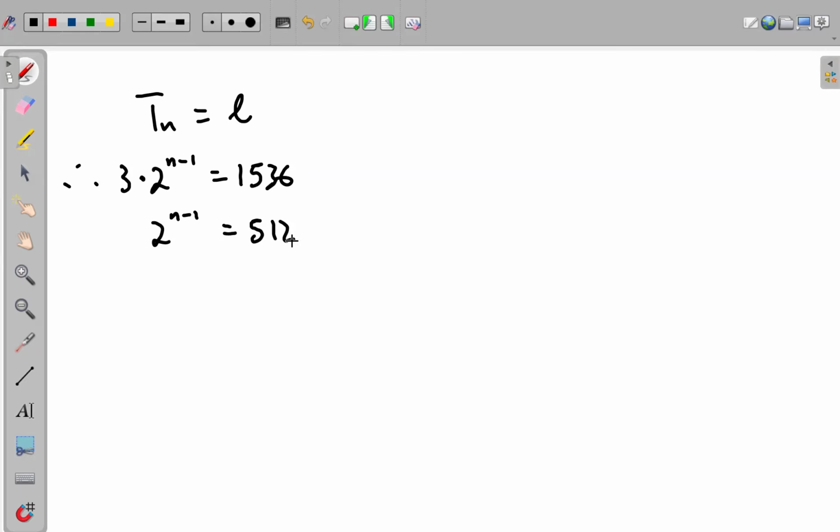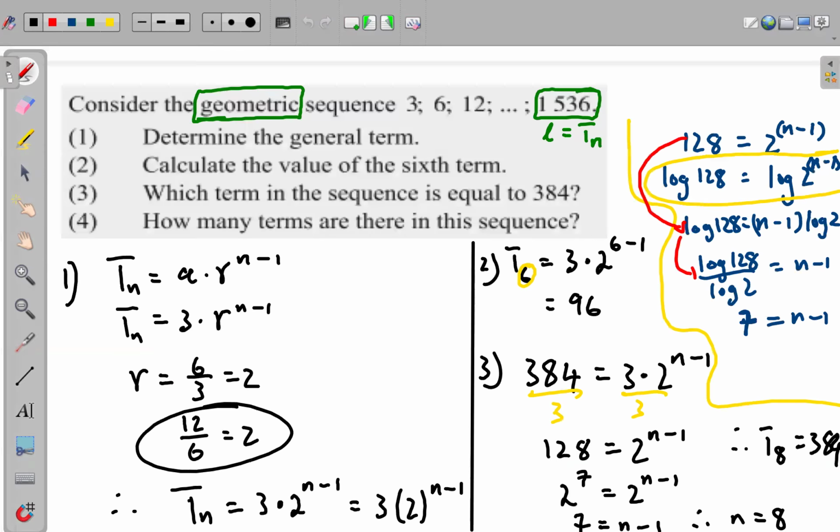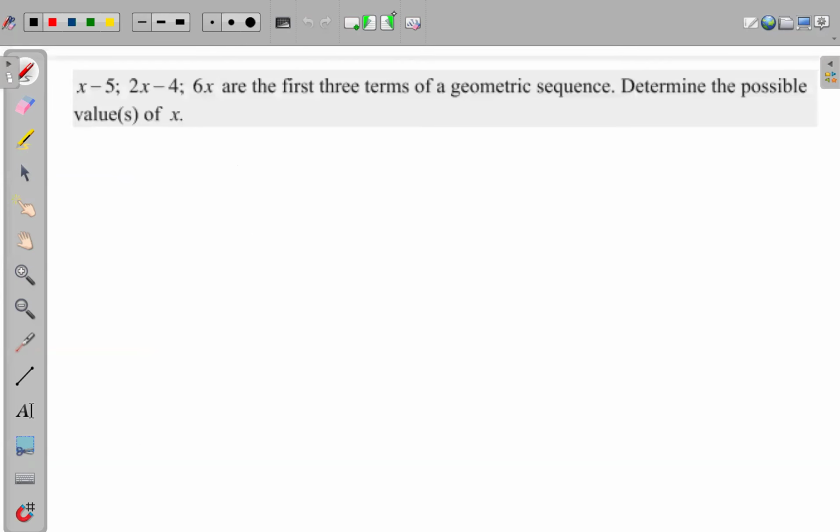And I think 512 can be written in terms of base 2. Again, you are more than welcome to try out logs there. So I have 2 to the n minus 1 is equal to 2 to the 9, which means that n is equal to 10. Again, I don't know how pedantic the examiner or marker is going to be, so you may want to write all steps. It's always safe, because then you will have no regrets. So that is how you will answer question number 4, which required you to find the number of terms in the sequence.